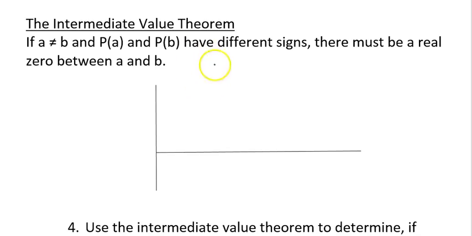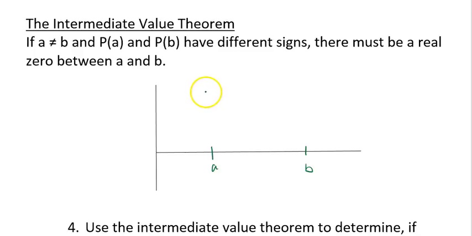The second thing you're learning about today is the intermediate value theorem, and it says if a and b are not equal, and a and b are representing x values, so somewhere on a graph a and b, P of a and P of b have different signs, so these are the y values, there must be a real zero between a and b. P of a and P of b have different signs, meaning one's positive and one's negative.